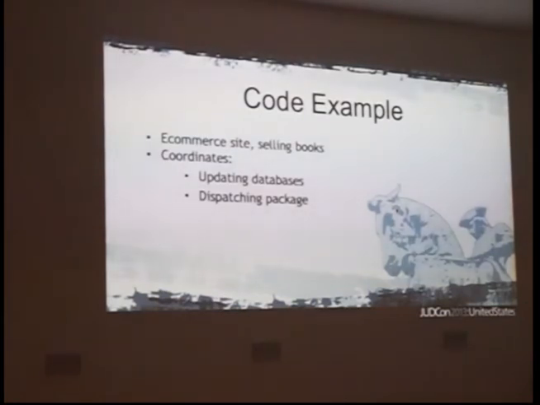I'm going to show a code example now. Here we've got an e-commerce site that's selling books. What it's going to coordinate is the update of a database, which might be in an XA transaction, so a relational database, or it could be updating a NoSQL database, which isn't an XA resource, and also the dispatching of a package. That's something that really isn't 2-phase capable.